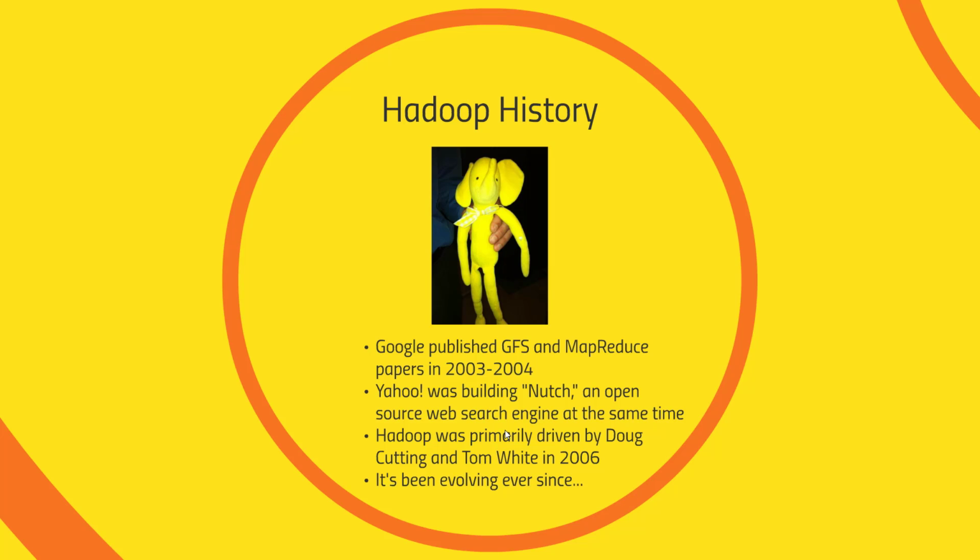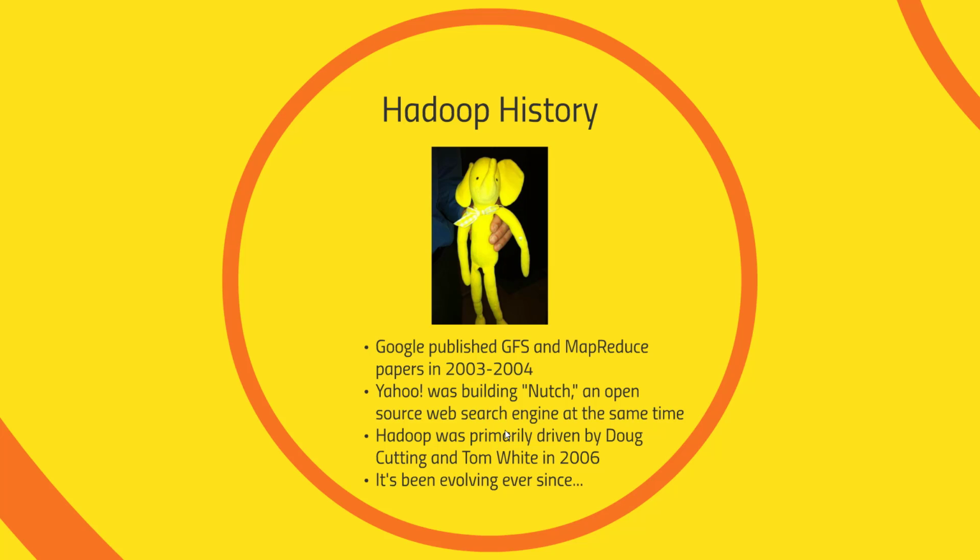MapReduce is Hadoop's solution for distributed processing of information. So GFS is basically what inspired Hadoop's distributed data storage, and MapReduce is what inspired Hadoop's distributed processing. And in fact, they didn't even bother changing the name. It's still called MapReduce. Hadoop was developed originally by Yahoo. They were building something called Nutch, which was an open source web search engine at the time.